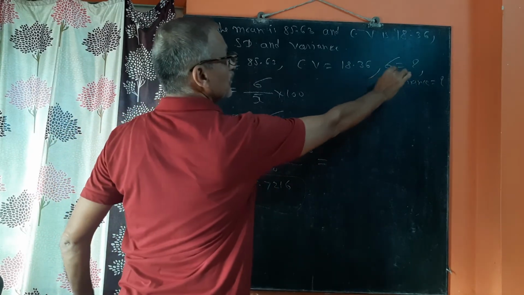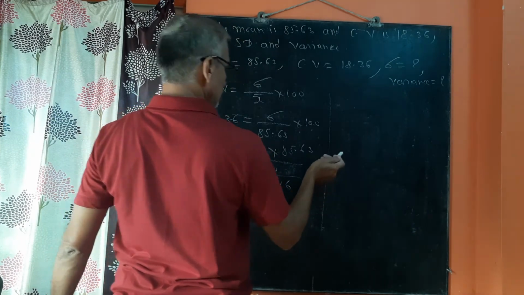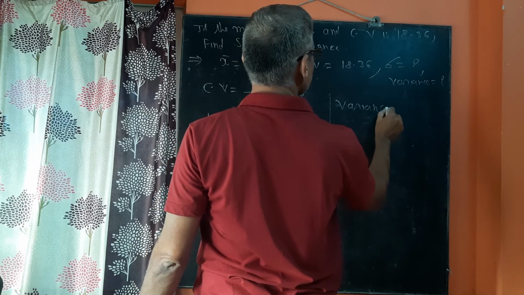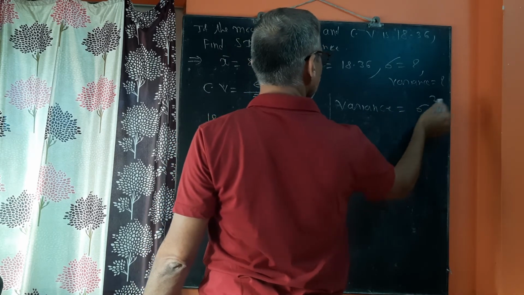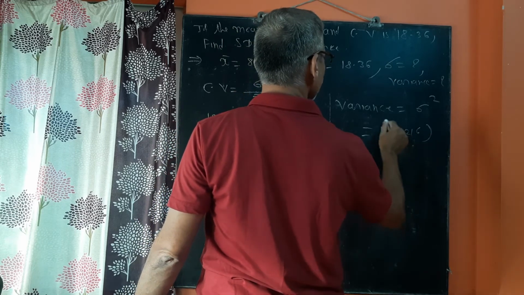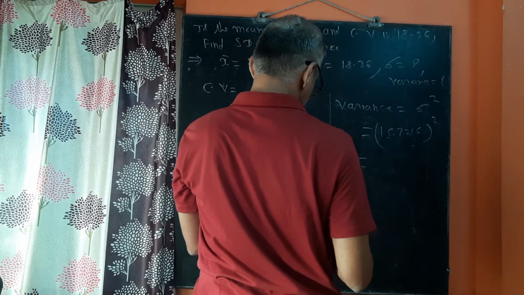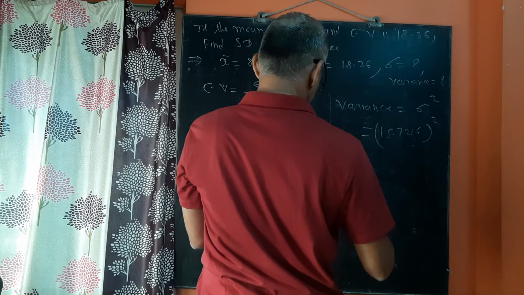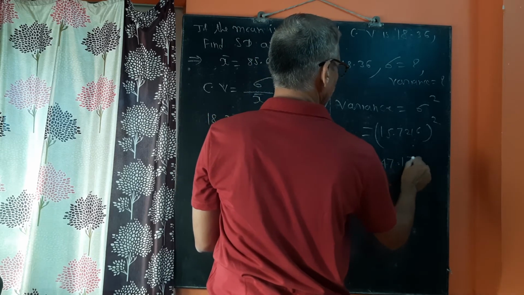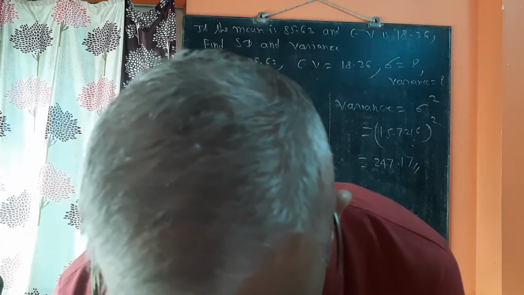So out of the two we have got one, sigma. Now variance. Variance is equal to sigma square. That is equal to 15.7216 squared, which comes to 247.17. So variance is 247.17.